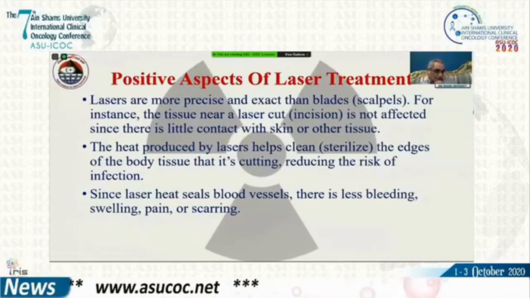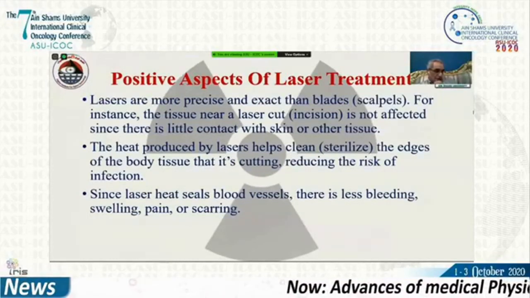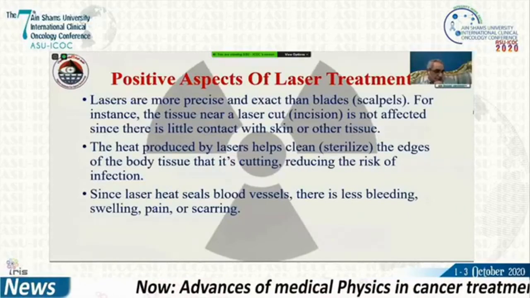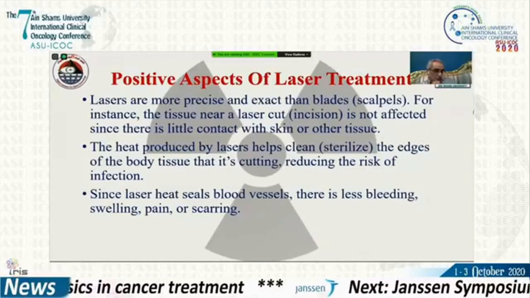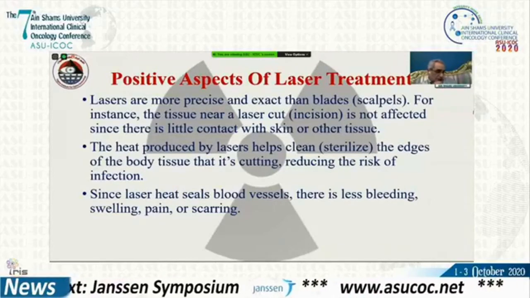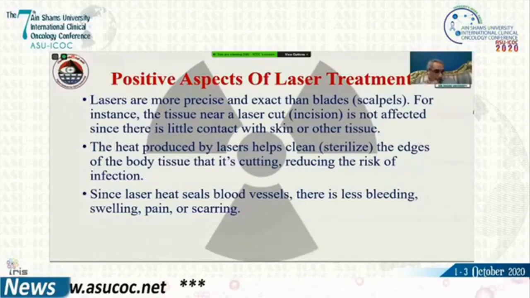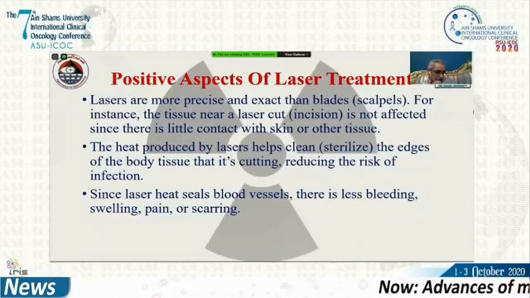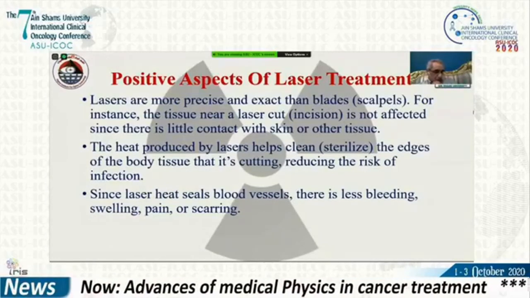Lasers are more precise and exact than blades. For instance, the tissue near a laser cut or incision is not affected since there is little contact with skin or other tissue. The heat produced by the laser helps sterilize the edge of the body tissue that it is cutting, reducing the risk of infection. Since laser heat seals blood vessels, there is also less bleeding, swelling, pain, or scarring.